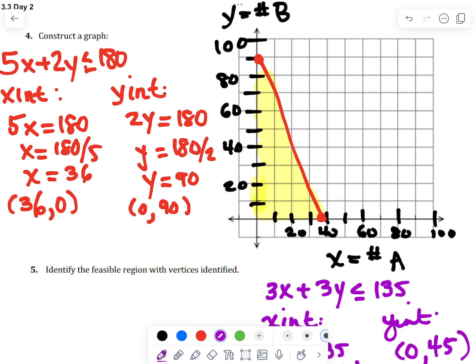The purple one, y-intercept and x-intercept of 45, 0 and 0, 45. Then we shade below. And the region that overlaps is right in there.